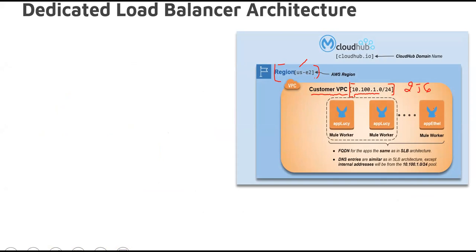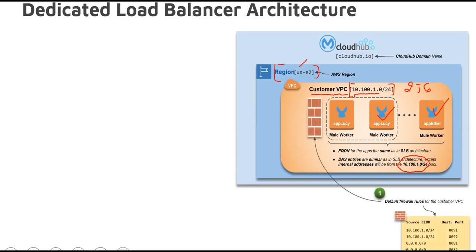Now one app I have deployed on one worker, another app I have deployed on two workers. In this case, the private or internal addresses of each worker will be coming from my CIDR block now. When we create a dedicated VPC or customer VPC, we'll be getting four firewall rules. Two for our private ports, two for our public ports. So 8091 and 8092 will always be accessible within the VPC. And 8081 and 8082, we call them public ports, because those will be accessible from the public internet.